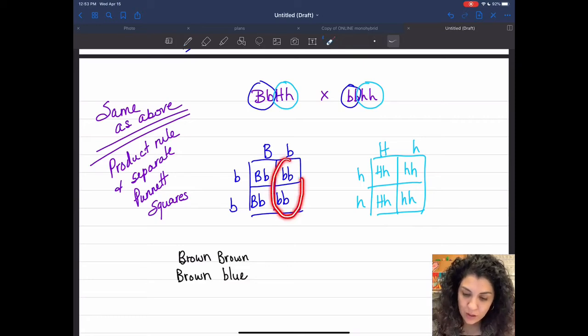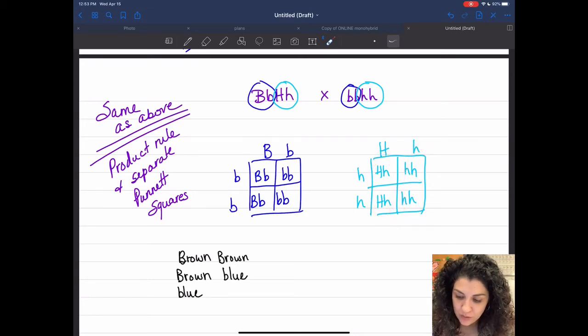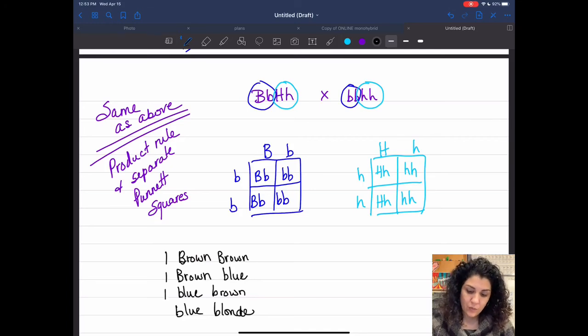And then what's my other option? My other option for this Punnett square is the blue eyes. And so I know I can have blue. And then that blue can be paired with this or with this. So blue and brown and blue and blonde. Those are my, so I'd say 1 to 1 to 1 to 1.